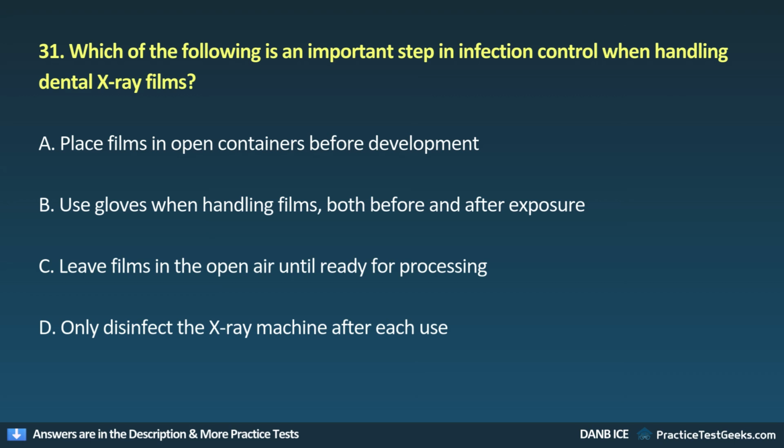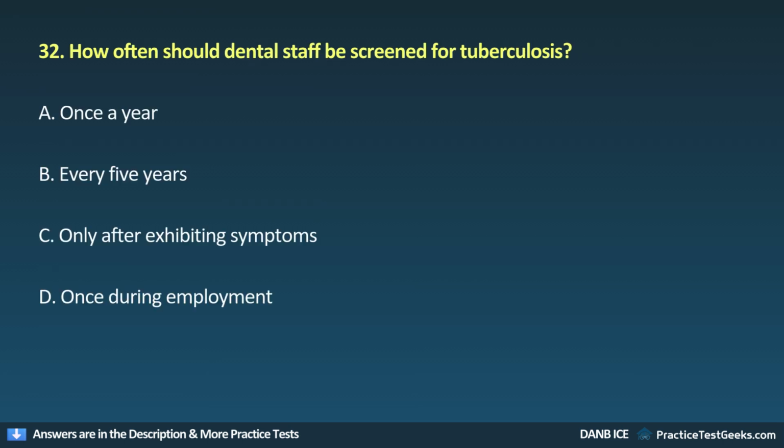31. Which of the following is an important step in infection control when handling dental X-ray films? A. Place films in open containers before development. B. Use gloves when handling films, both before and after exposure. C. Leave films in the open air until ready for processing. D. Only disinfect the X-ray machine after each use.